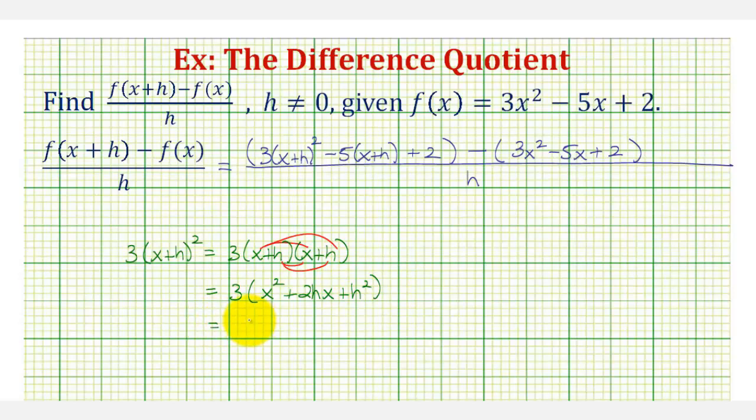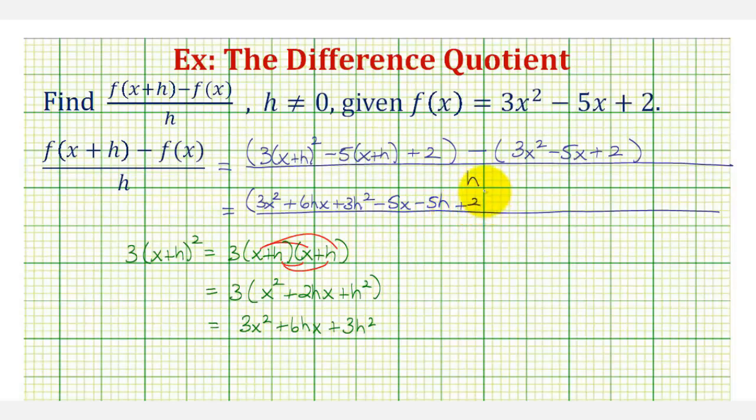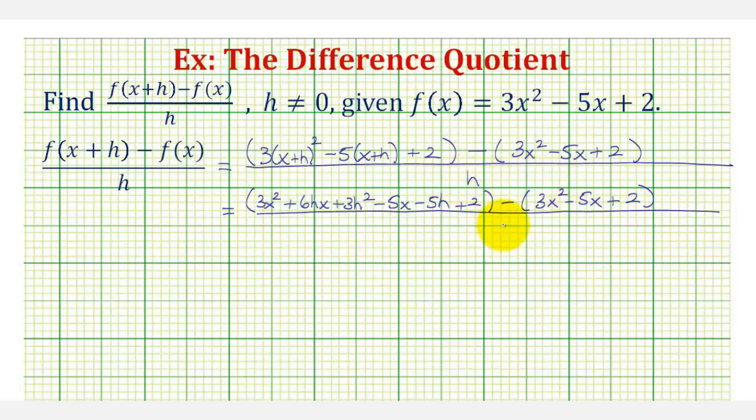And now we'll distribute 3. So we have 3x squared plus 6hx plus 3h squared. Then we'll distribute negative 5, so minus 5x minus 5h plus 2. Again, minus f of x, all of this is still divided by h.